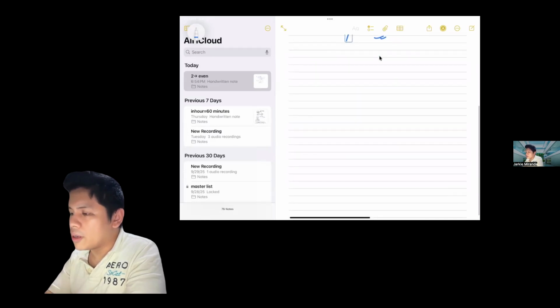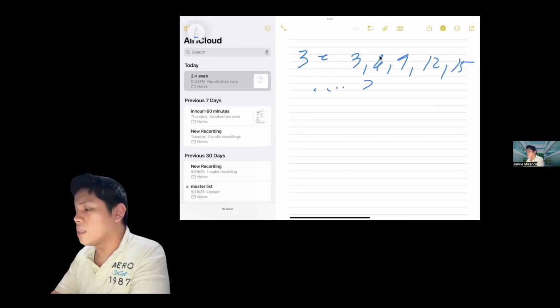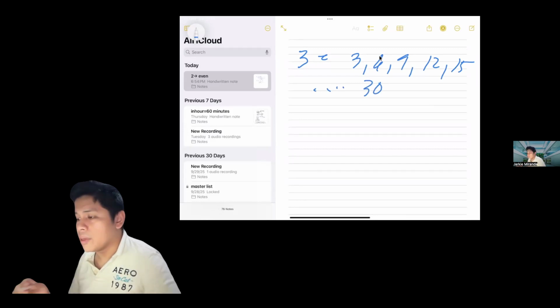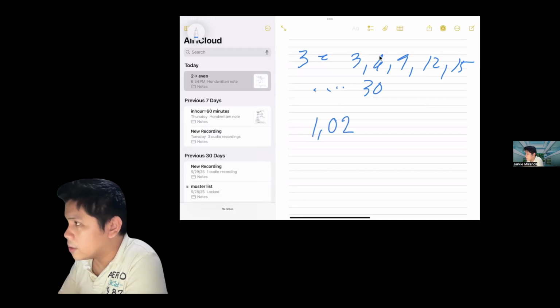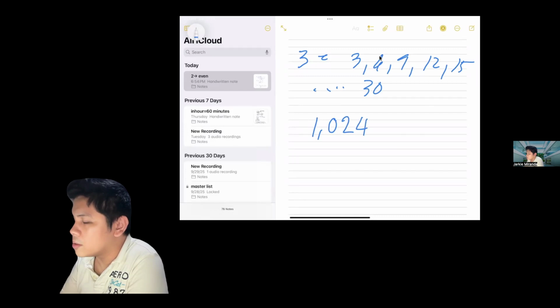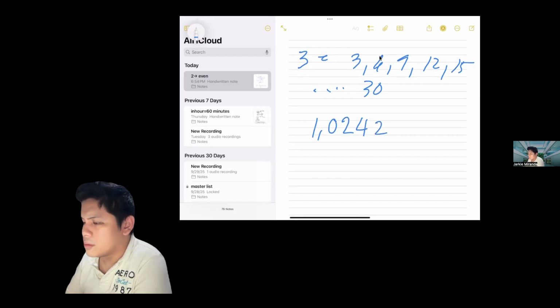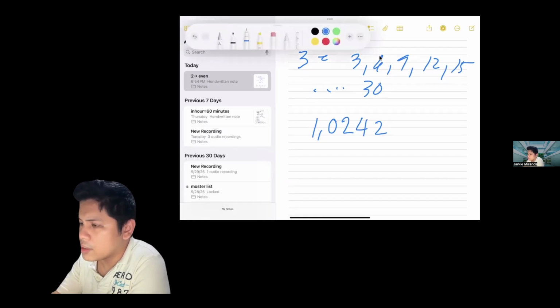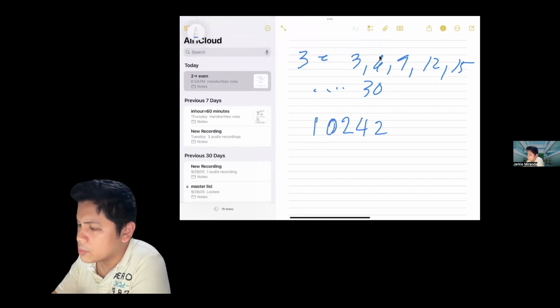But what if you are dealing with the divisibility of 3? Of course, you know that 3, 6, 9, 12, 15, so on and so forth until 30. But what if you're given a big number? Let us say, for example, okay, let us just make it 10,042. How will you know if this is divisible by 3?